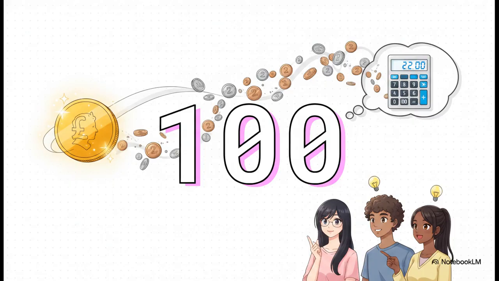But here's the absolute core of it all, the conversion rate. 1 pound is exactly equal to 100 pence. So if you have 2 pounds, you have 200 pence. 5 pounds, 500 pence. It is a beautifully simple system, but keeping that specific relationship in the back of your mind is going to make adding things up so much more intuitive.